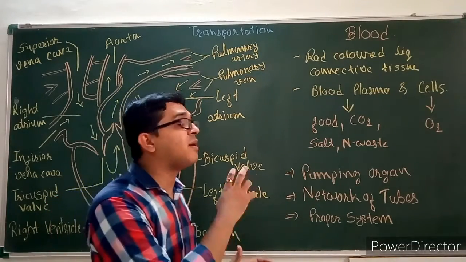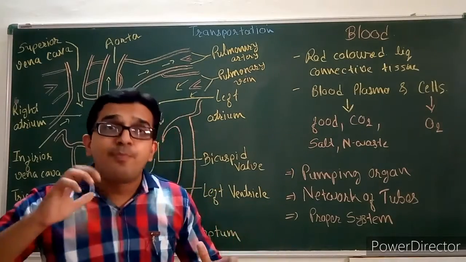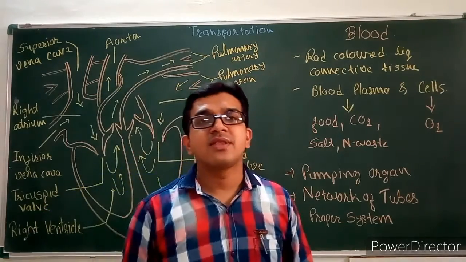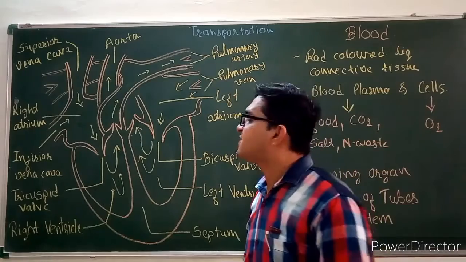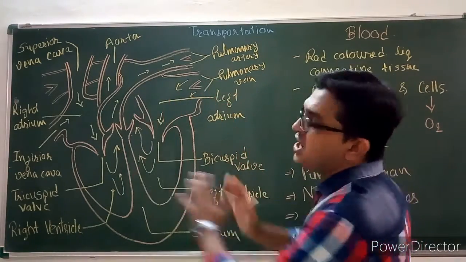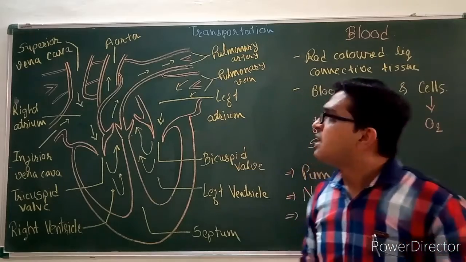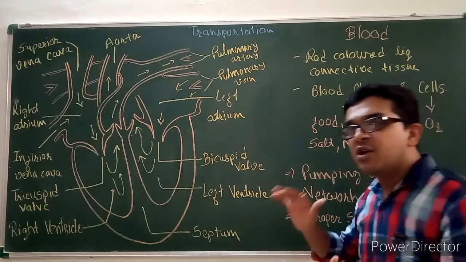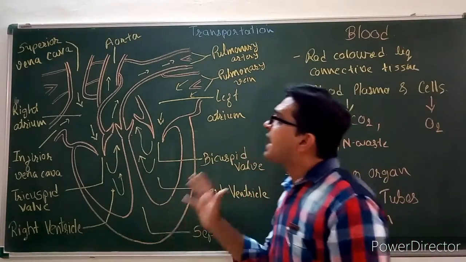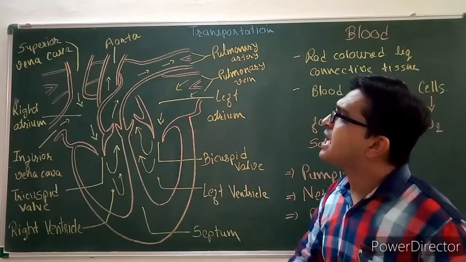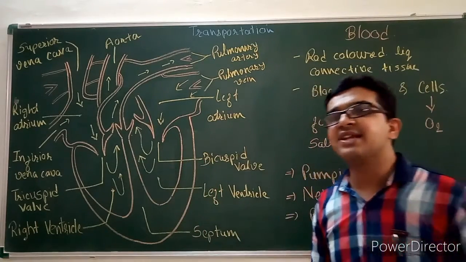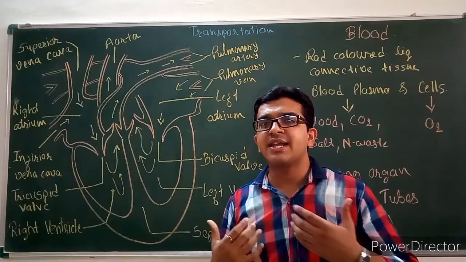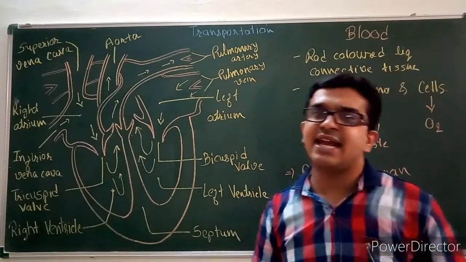So what is the function of a pumping organ? A pumping organ pushes the blood around the body. So let's study the structure of the heart and its function. Here you can see the internal structure of the heart. First of all, the heart is a muscular pumping organ which pushes the blood around the body. The size of the heart is about as much as our closed fist. Then its location: the heart is located between the two lungs, but slightly towards the left side.